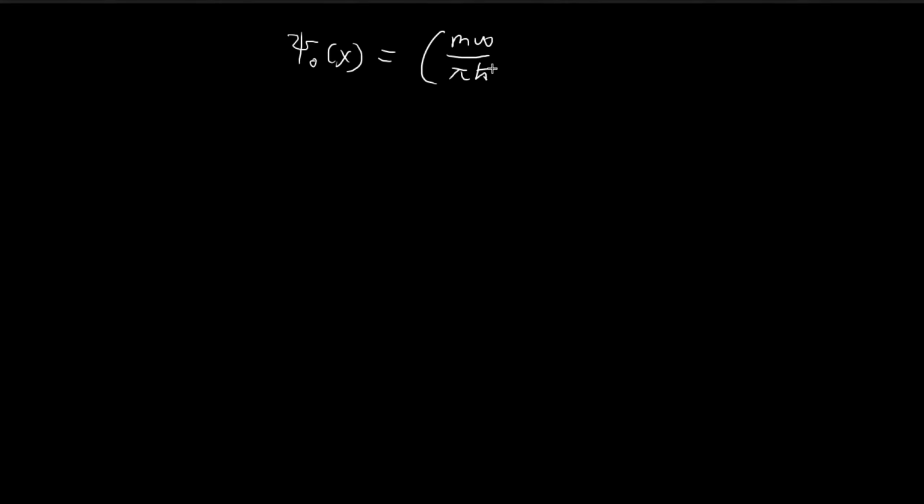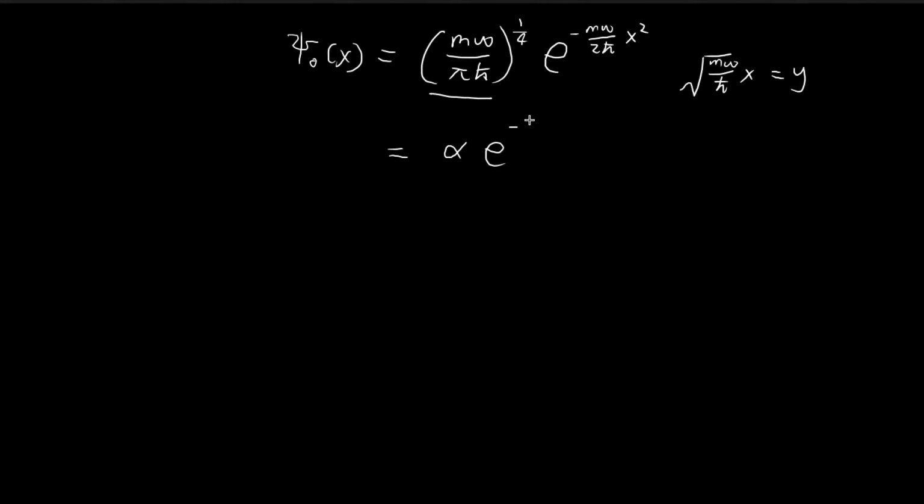So xi0 is equal to all these constants multiplied by e to the power of negative m omega divided by 2h bar x squared. To save ourselves some time, I'm going to let this one big giant constant be equal to alpha, instead of writing out all these constants. I'm also going to do a substitution: m omega divided by h bar x, I'm going to let this be equal to y. By doing the substitution, I can simplify the exponent as e to the power of negative y squared divided by 2. So this is just for time saving.